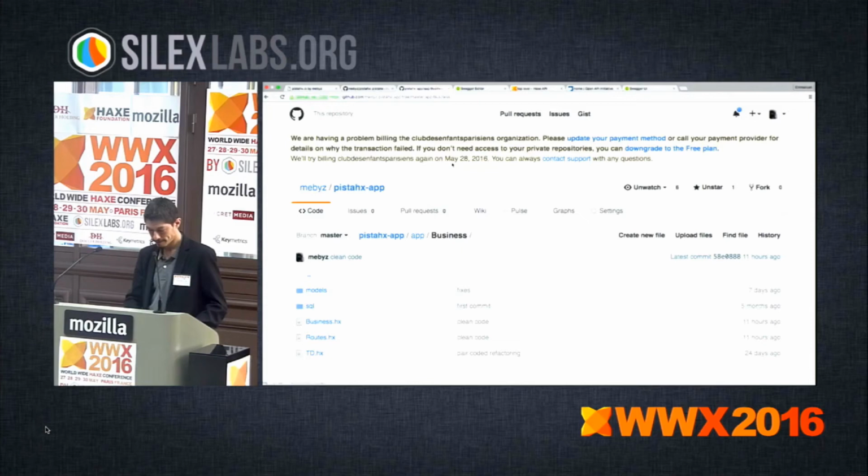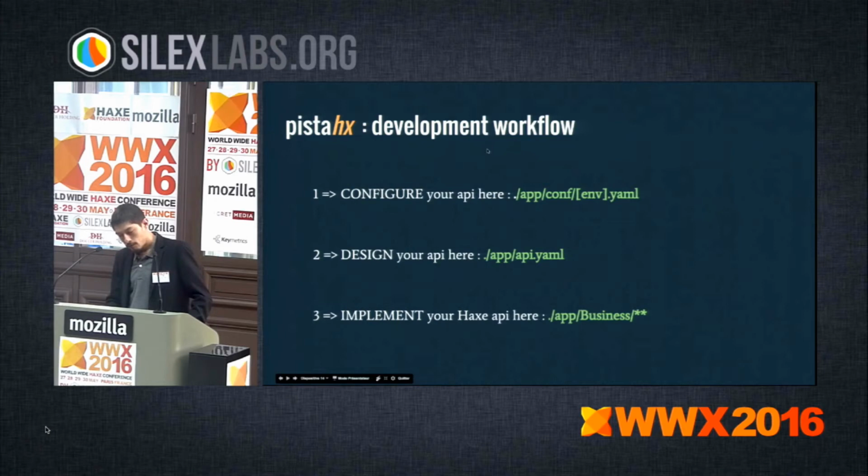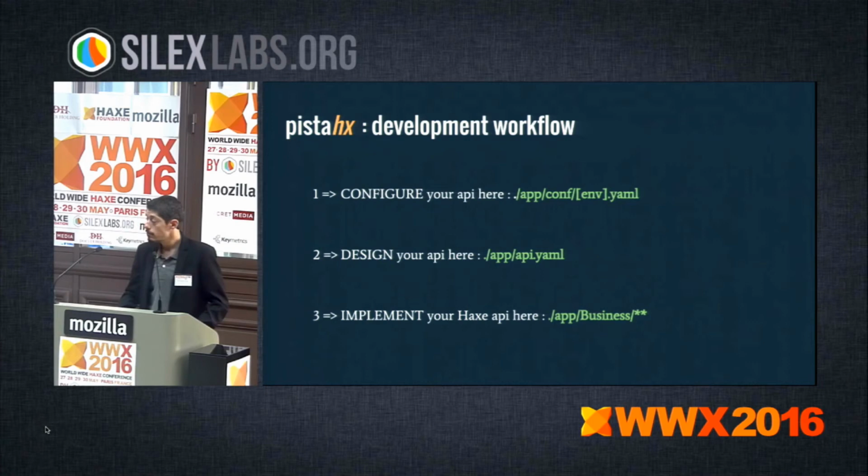So here is a view of the development workflow with pistahx. There are three parts. First, you will configure your API environment. As I showed you, it's in the app.conf and the name of the environment.yaml files. Then you will design your API. We will see just after what the meaning of designing an API is. It's just specifying how your API will answer some hits and how it will respond. And the third step is to implement your business code. And of course, it's done in the Haxe language.